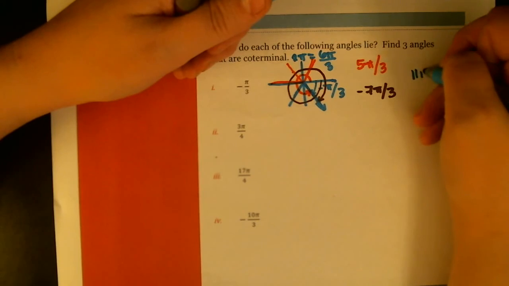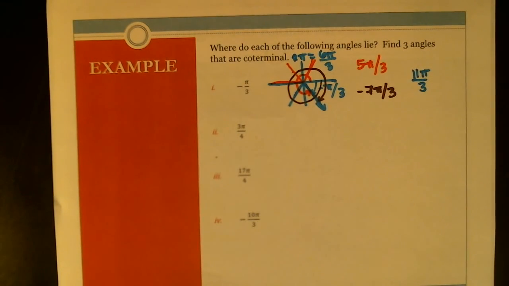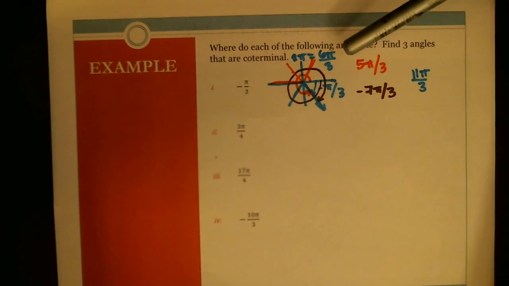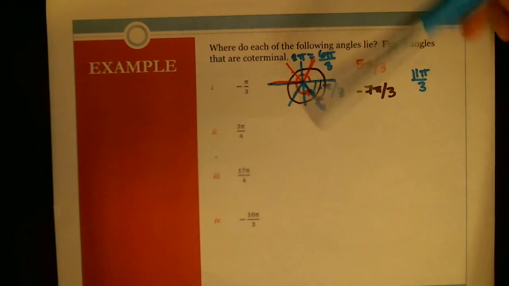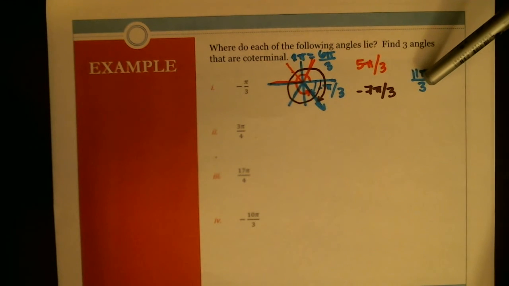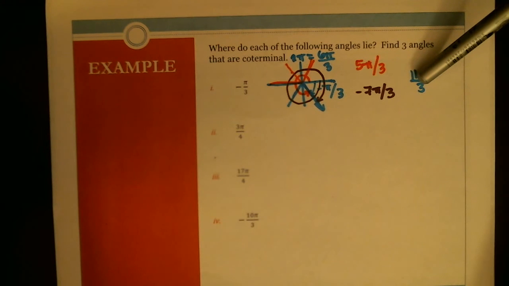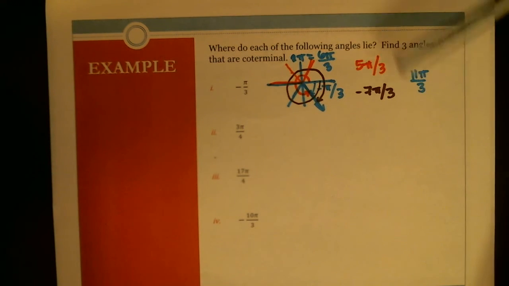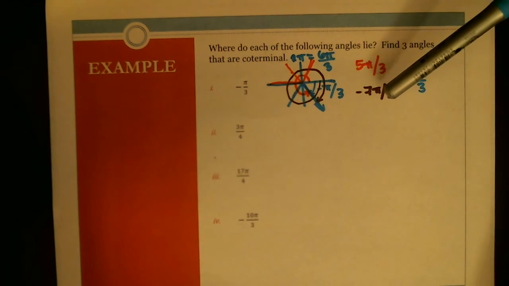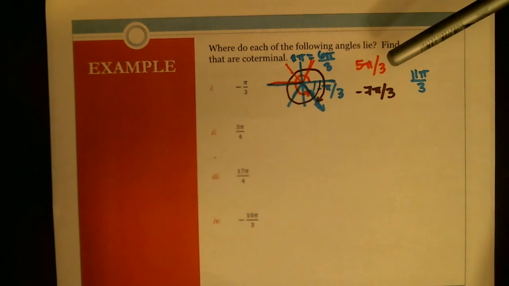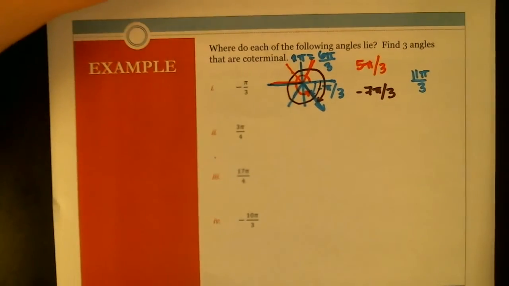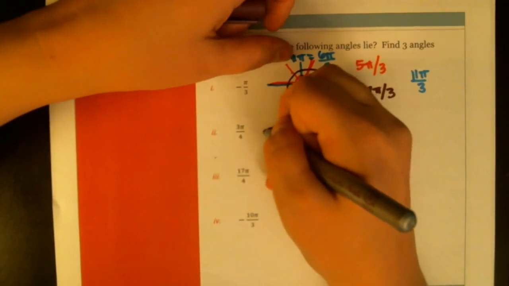Let's pick another one. 11 pi over 3 is a great one. Basically, anytime you add or subtract 2 pi, so 6 pi over 3 in this case, you're going to get another coterminal angle. A full lap around the circle puts your terminal side right back where it started. So 11 pi over 3 is great. So is 17 pi over 3 or 23 pi over 3, and so on forever. There's infinitely many angles that work. Negative 7 pi over 3 is great. So is negative 13 pi over 3 or negative 19 pi over 3. There's lots of them. Okay, let's look at 3 pi over 4.